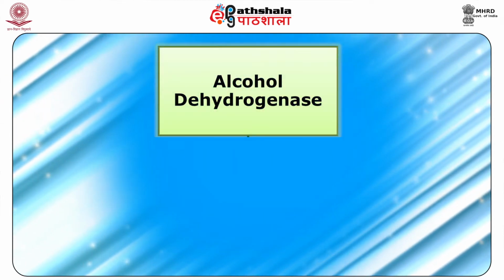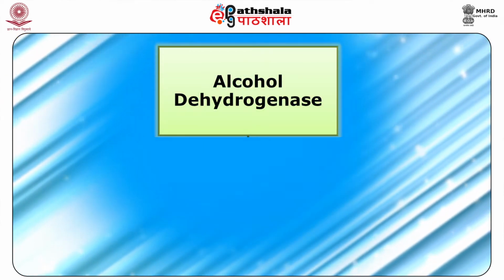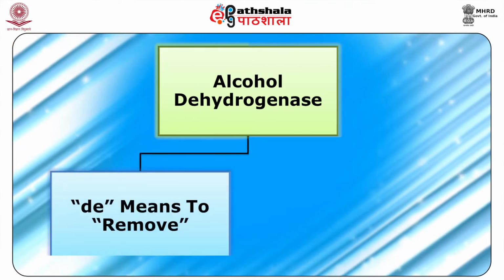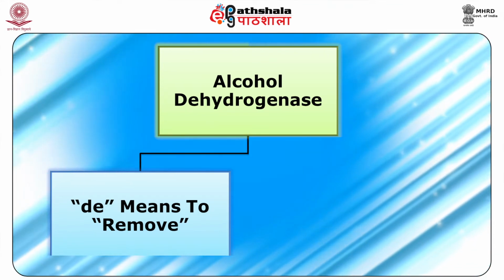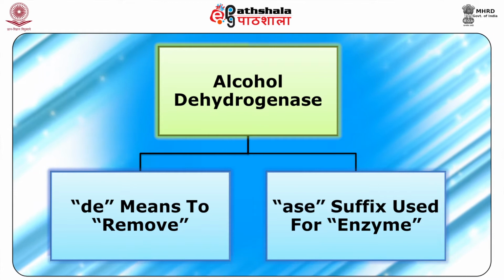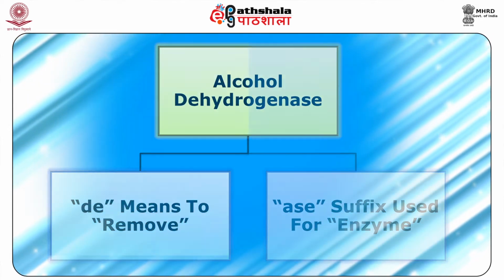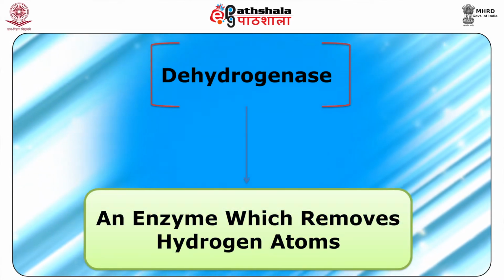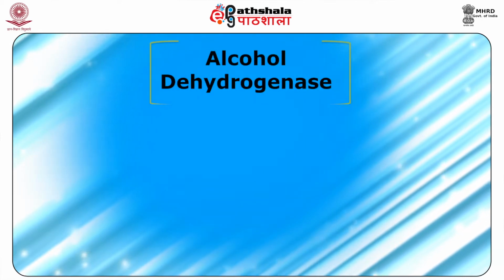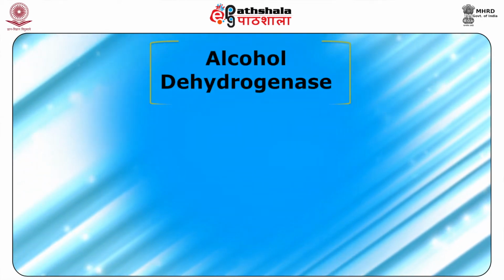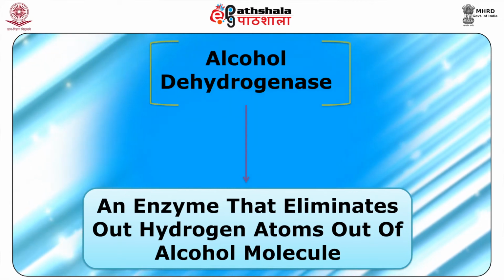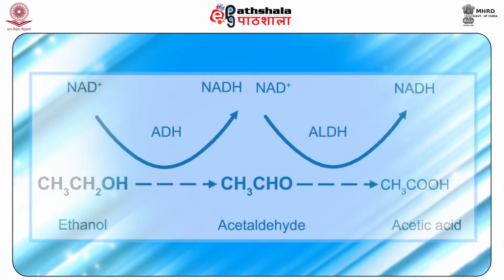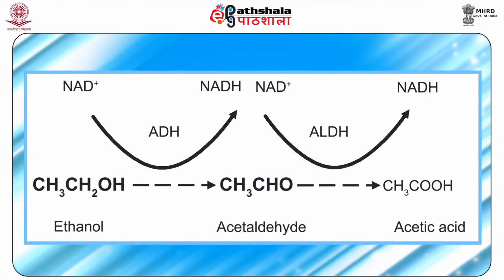The name alcohol dehydrogenase is self-explanatory if it is broken down into its component parts. De is a prefix which means to remove. Ase is a suffix used for enzyme. So, dehydrogenase implies an enzyme which removes hydrogen atoms, and alcohol dehydrogenase refers to an enzyme that eliminates hydrogen atoms out of the alcohol molecule. ADH is the abbreviation of this enzyme.